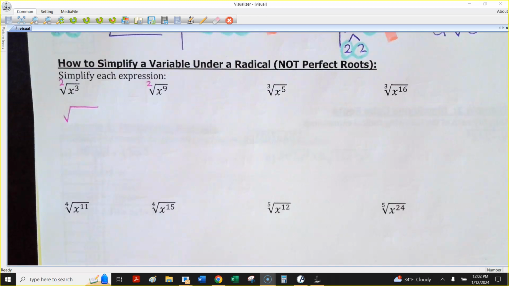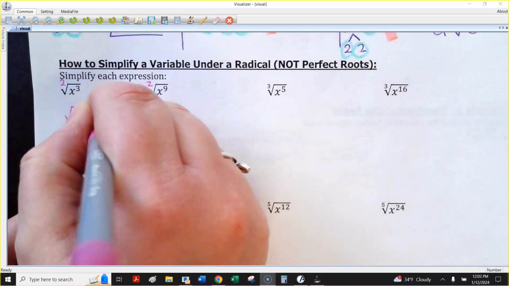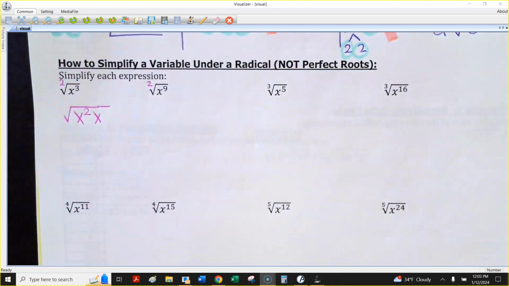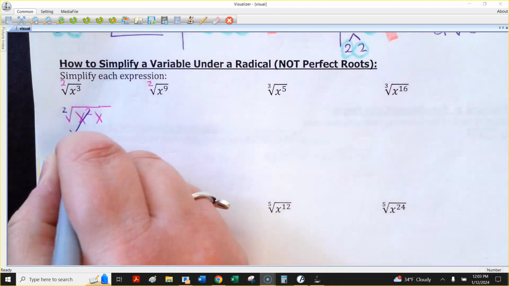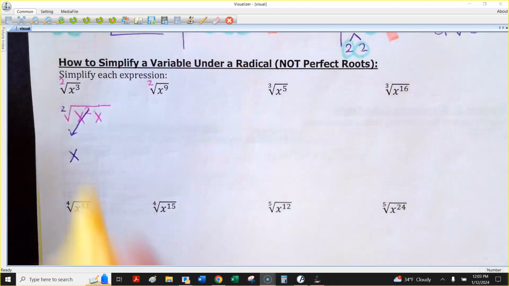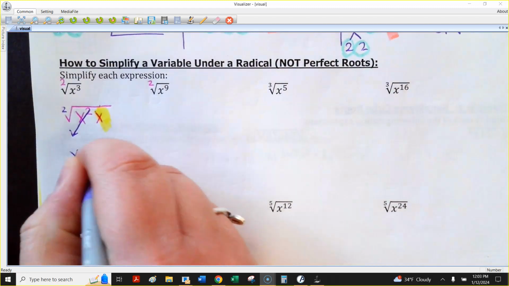Now I've only got 3, so I'm going to rewrite this as x squared times x to the 1st, but I'm just going to write x. If I put that back together, that would be x cubed. My goal, if I'm working with the square root, is to have my exponent divisible by 2. So if I've got x squared, and you don't have to write that in there, you just divide the exponent by the index of the root. So that's a perfect square. That comes out as x. And then this other x, 1 left over, is underneath the square root.